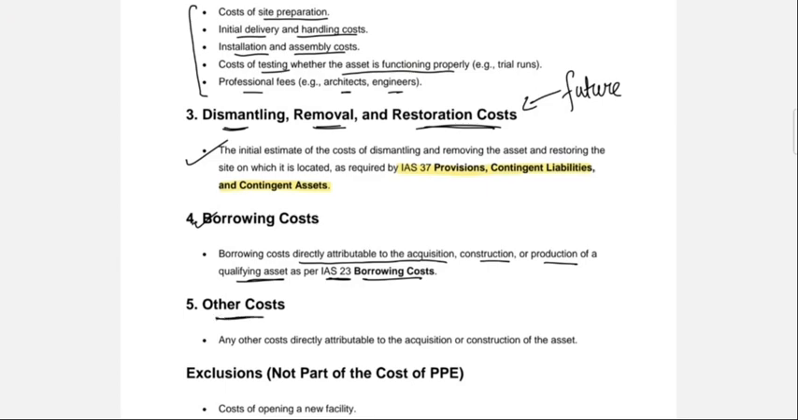And there are going to be also other costs that a company might incur, which are directly attributable to the acquisition or the construction of the asset. Depending upon the nature of those costs, we will also be capitalizing them.